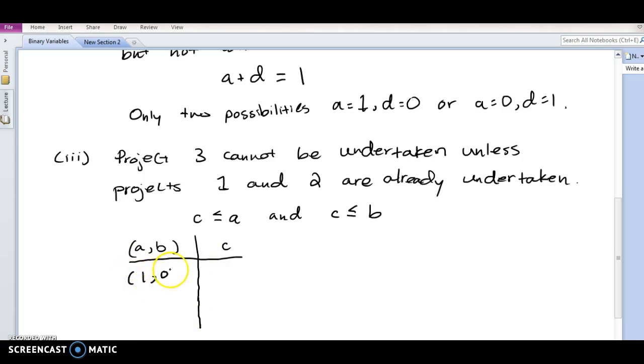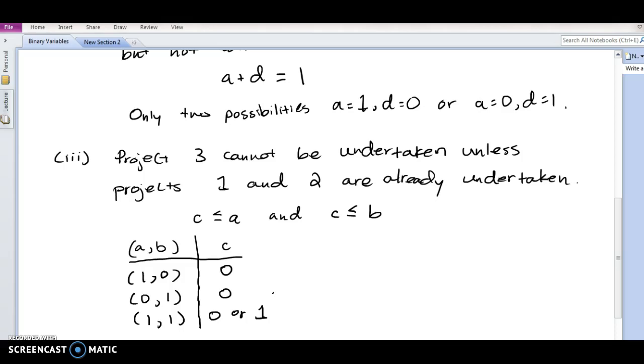A is undertaken and B is not. A is not undertaken and B is undertaken. Or the case where A and B are both undertaken. In each case, if A is undertaken and B is not undertaken, then C has to be 0, because C cannot be undertaken until they both are. In the 0 and 1 case, C also cannot be undertaken because A is yet to be undertaken. And in this final position, C could be 2 things, right? C could be 0 or 1, because project 3 cannot be undertaken unless projects 1 and 2 are already undertaken.